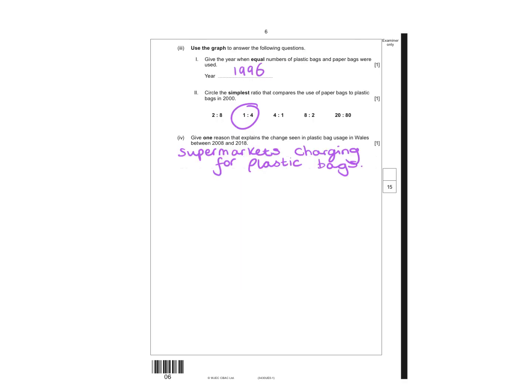Give the year that equals the same number of plastic and paper bags. You can see where they cross over, so there'll be a crossover point on your graph, and on mine it was 1996. Simplest ratio, use of plastic bags to paper bags in 2000 is 1:4. Give a reason that explains the change seen in the plastic bag usage in Wales between 2008 and 2018. Supermarkets started charging, remember we have to pay at least 5p for plastic bags now.